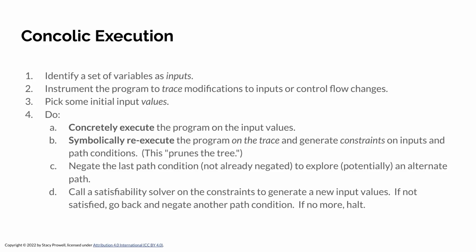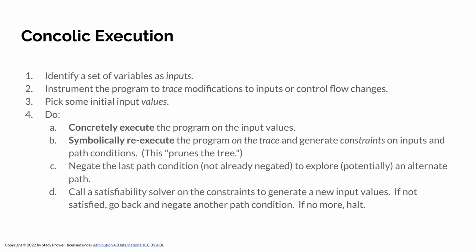If it's code with no conditionals, why are you doing this? But if it does have conditions in it, at the end you'll reach the last path condition. So you'll have like if x is greater than 5, go do this, and x was greater than 5, so you went and did that. So then what you'll do is you'll negate that condition. You'll say, what would have happened if x had been less than or equal to 5 at this point?